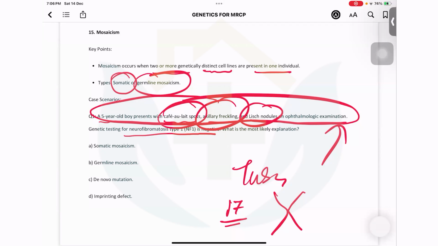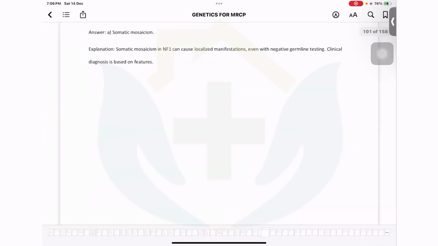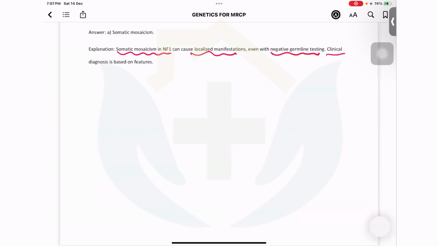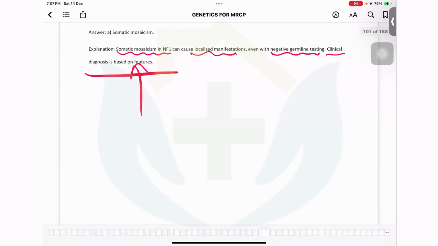But you have to remember that these can have mosaicism, somatic mosaicism. Somatic mosaicism in NF1 can lead to localized manifestation. Even with a negative germline testing, clinical diagnosis is based on features. The patient is no doubt neurofibromatosis, because he is fulfilling the criteria for diagnosis. If you are lucky to find the neurofibromatosis 1 gene, it is okay. But if you are not lucky enough, it doesn't mean that the patient does not have neurofibromatosis type 1. Is that okay? Yes, sir. Good.